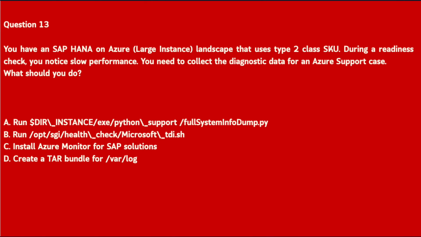You have an SAP HANA on Azure large instance landscape that uses a Type 2 class SKU. During a readiness check, you notice slow performance. You need to collect diagnostic data for an Azure support case. What should you do? Run dir instance exe python support full system info dump.py, run opt sgi health check Microsoft tdi.sh, install Azure Monitor for SAP solutions, or create a tar bundle for var.log.